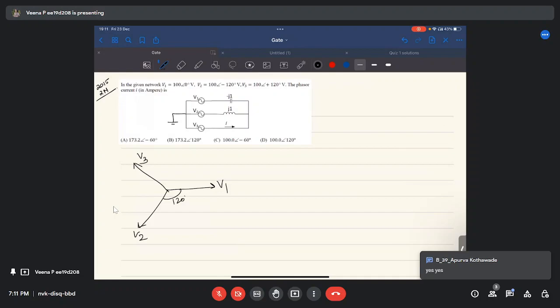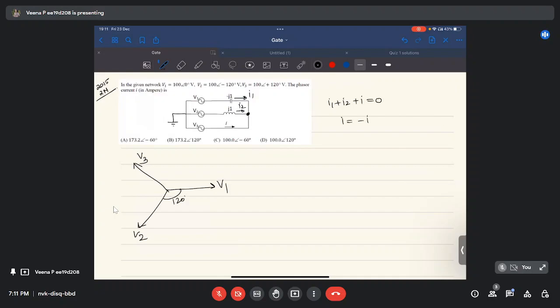Let us suppose a common ground. So this is, and the current through minus j1 is I1 and through j1 is I2. Now you apply KCL at this node. I1 plus I2 plus I is equal to 0, or I is equal to minus I1 minus I2. Now what is I1 and I2? I1 and I2 can be obtained by dividing the voltage across the elements by the impedance.